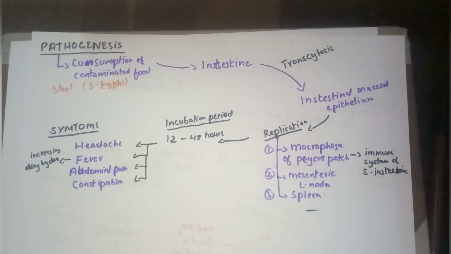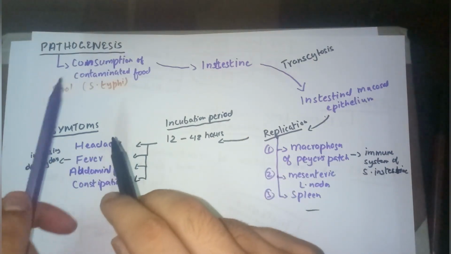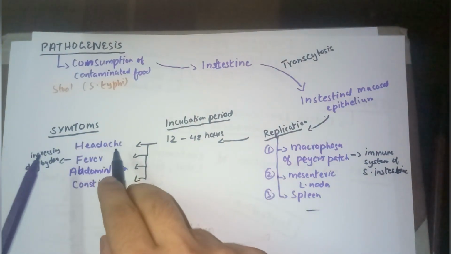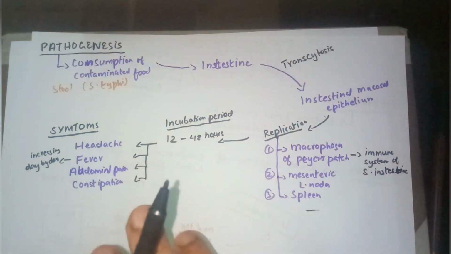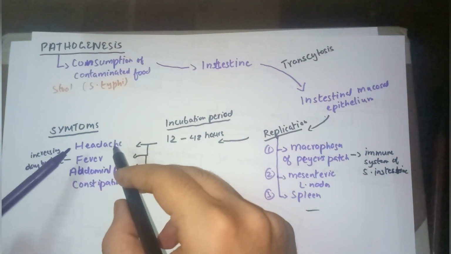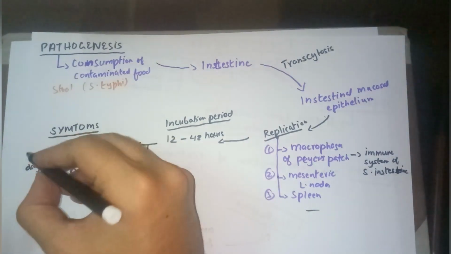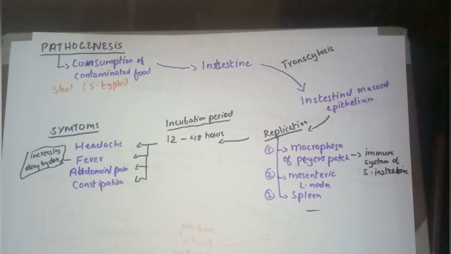And one more thing is that these symptoms occur only after the consumption of food, remember that. The incubation period will start, and after 12 to 48 hours the incubation period will be done, and then headache, fever, abdominal pain, and constipation will occur, and the fever is of the type which increases day by day. So this will start happening, and you have to start to treat him, because now he has salmonella typhi, but you have to diagnose it perfectly as well.